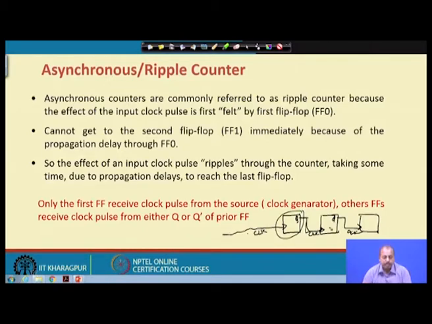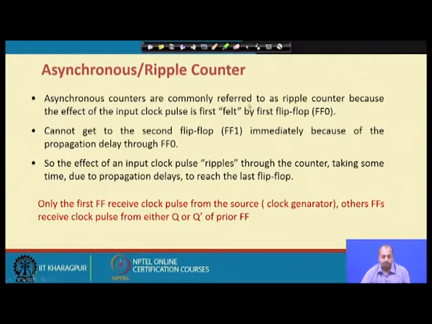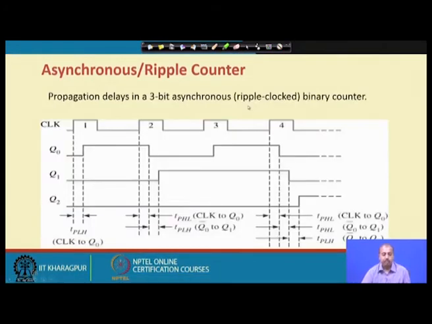That is why the last statement that we have here says that only the first flip flop receives the clock pulse from the source or the clock generator, and other flip flops receive the clock pulse from either Q or Q bar of the previous flip flop. If we have this type of connection, suppose this is the free running clock that we have. The clock is high for this much amount of time, then it is low for this much time, again it is high, and so it goes like this.